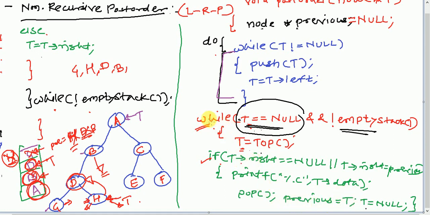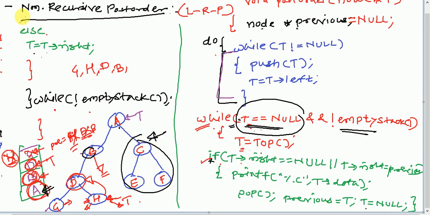Again we'll come in the while loop. T is null. Yes, T is null. We'll take T is equal to top. So top is A. So now T is equal to A. Does T of right is null? No. T of right is, there is complete subtree here. Does T of right is equal to previous? That means A of right is C, but our previous is B. So this condition is also not hold true. So we'll come at the else loop, and here T is equal to T of right. So now T will come at C.